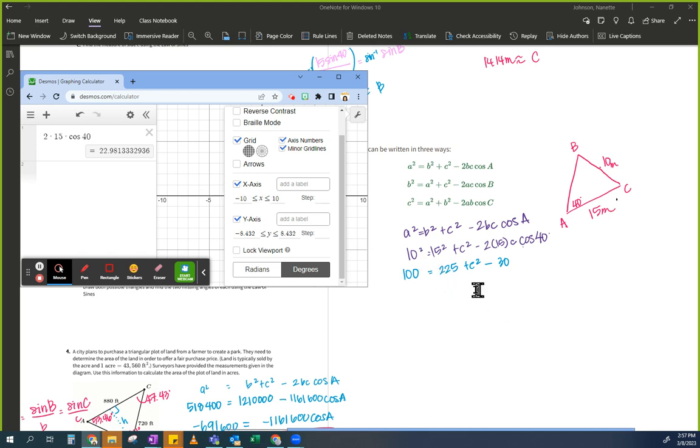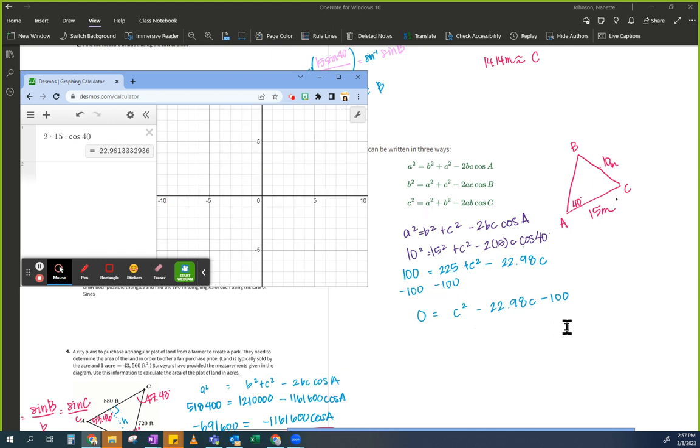Okay. So now if you look, we have a quadratic. We have a c squared here, and then we have a c. So I'm going to get one side equal to 0. So 0 equals c squared minus 22.98c minus 100, right? You can use a bunch of different methods to solve for this. You can use factoring, you can use the quadratic formula, you can complete the square. I'm going to graph it because that's my favorite way.